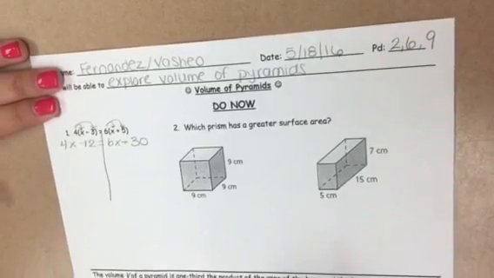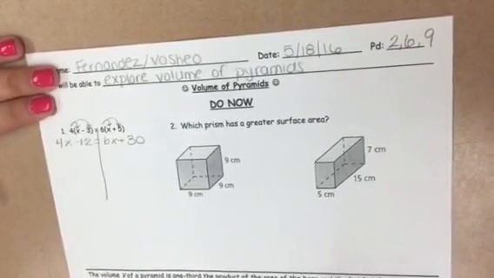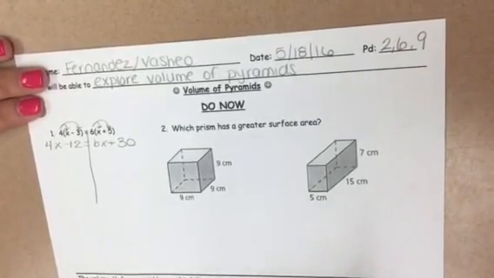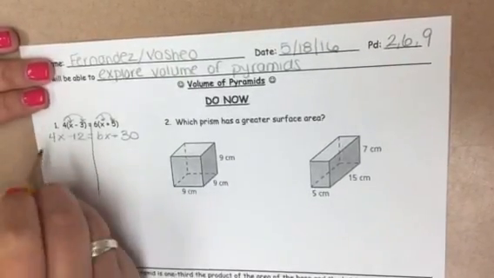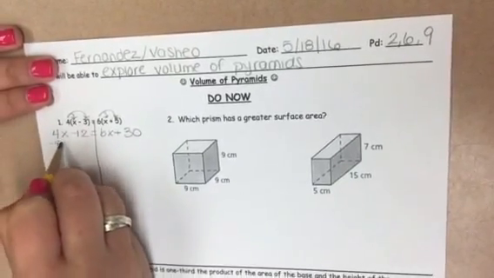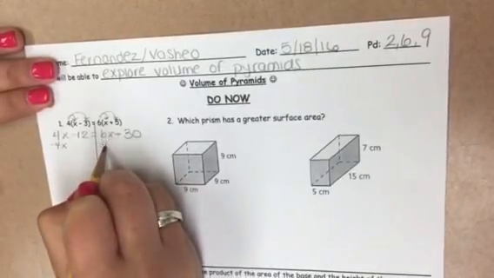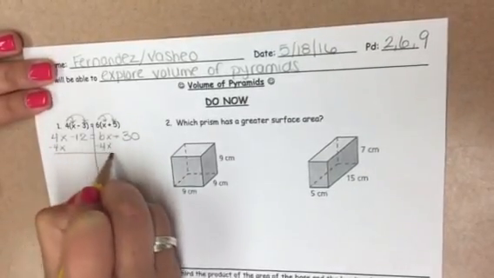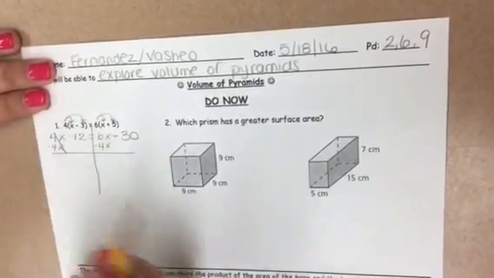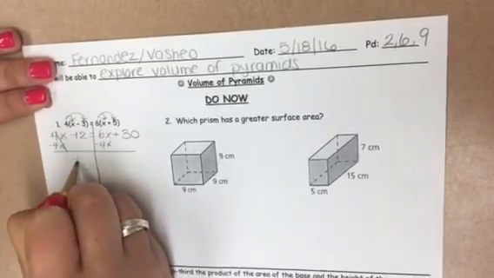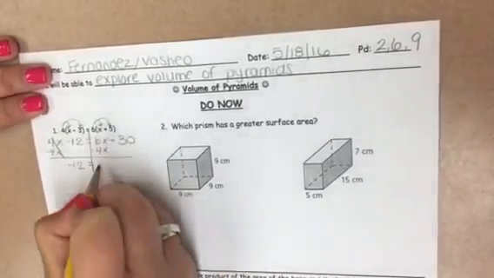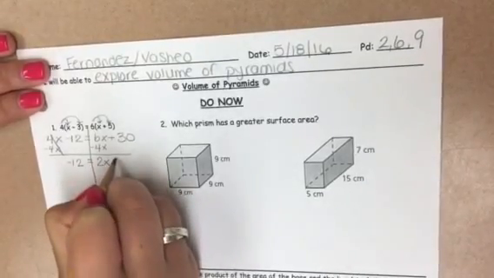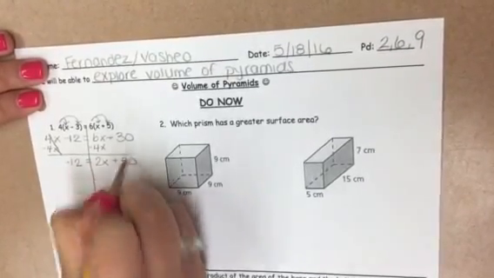To solve the equation, you need to combine like terms from both sides of the equal sign. You look for the smaller variable, which is 4x, and you subtract 4x from each side. When you subtract 4x, you are left with negative 12 equals 6x minus 4x is 2x plus 30.